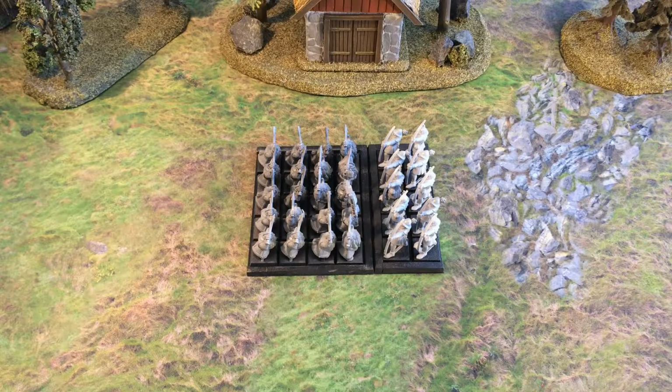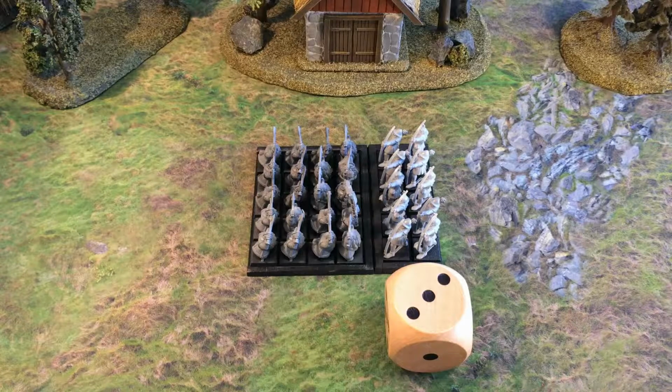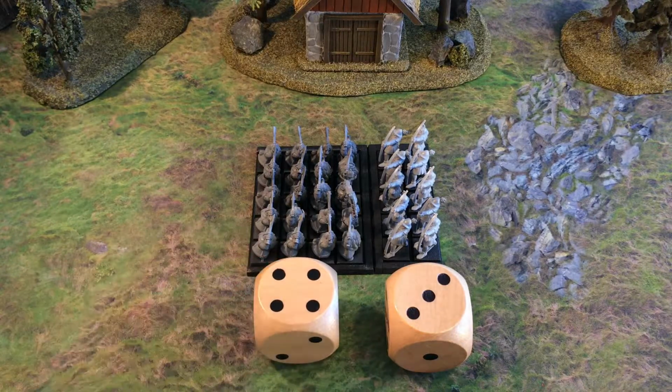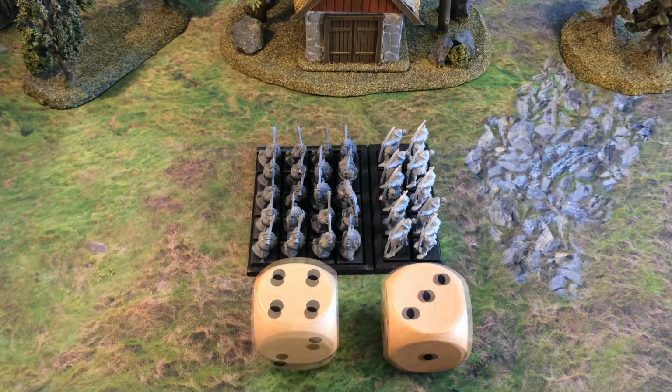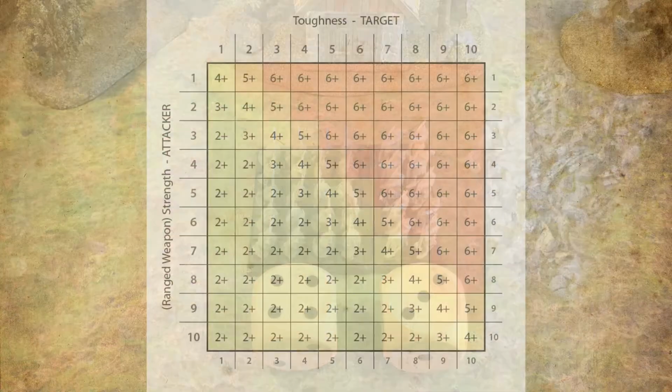In order to do this, we will need to compare the strength of the attacker versus the toughness of the defender or the target. And this makes sense because we are comparing how strong the attack is versus how tough the defender is. In this particular case now, we have a strength of 3 from the archers and we have a toughness of 4 from the dwarves. With these strength and toughness values, we may now move to the to wound chart.